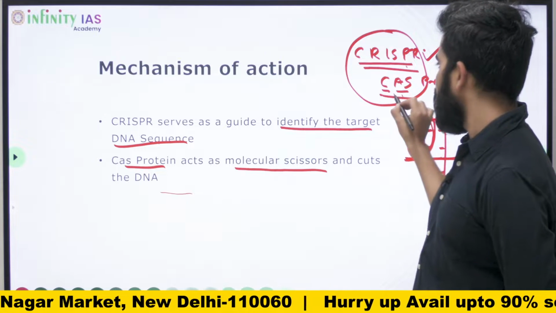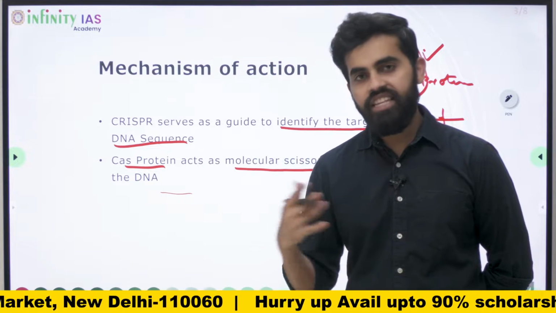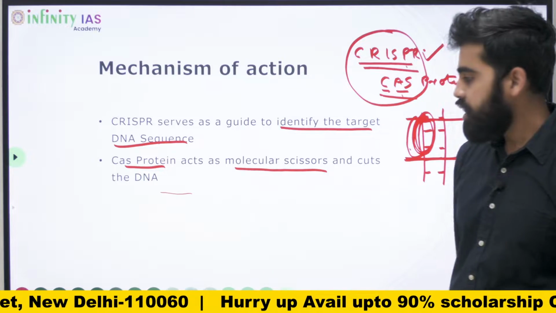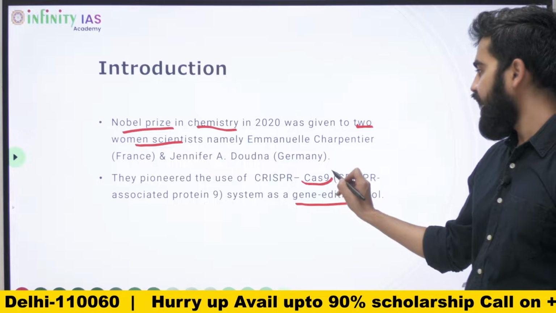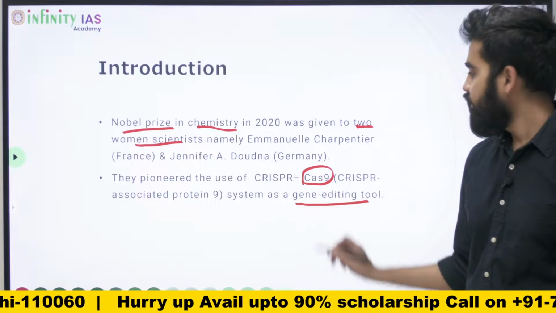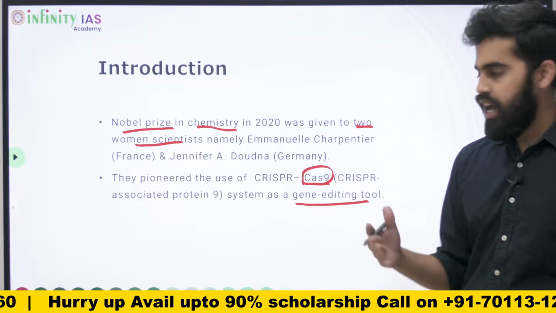Now there are many types of CAS proteins, almost 13 types and many subtypes among that. But the most commonly used one is CRISPR Cas9 protein. Cas9 protein is the most commonly used in laboratories.